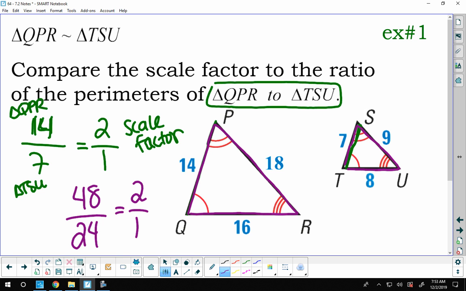And you can see that these match. And that's exactly what this was saying, that the scale factor is going to be the same as the ratio of the perimeters. So once you know the scale factor, you also know the ratio of the perimeters.